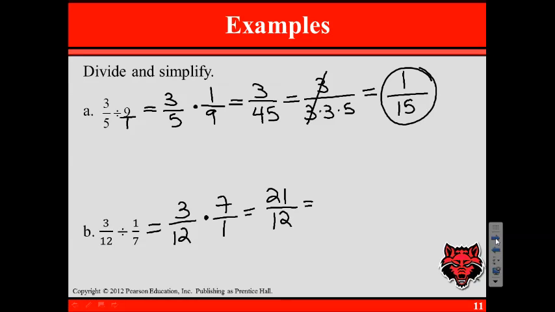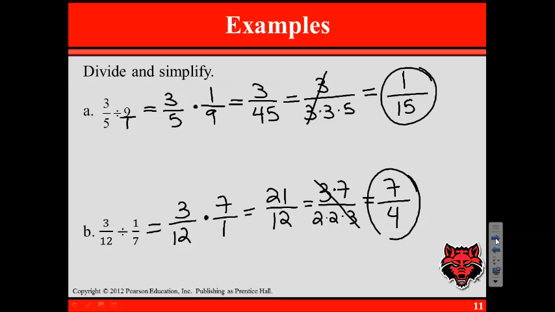And just like any other multiplication or division problem, and as we'll see in a moment, addition and subtraction, we must try to simplify. So we make the prime factorizations. 21 is 3 times 7. 12 is 2 times 2 times 3. We have a 3 that cancels in the numerator and denominator. So we multiply the remaining factors, and that gives us 7 over 4. And we are finished with that division problem.